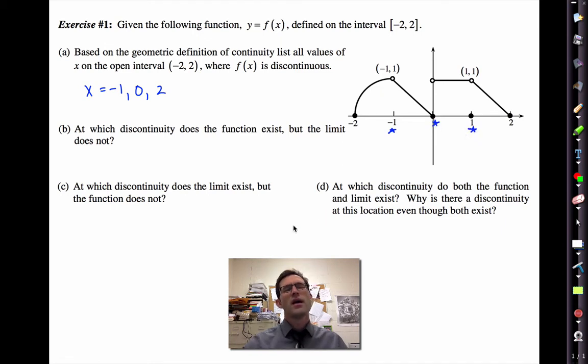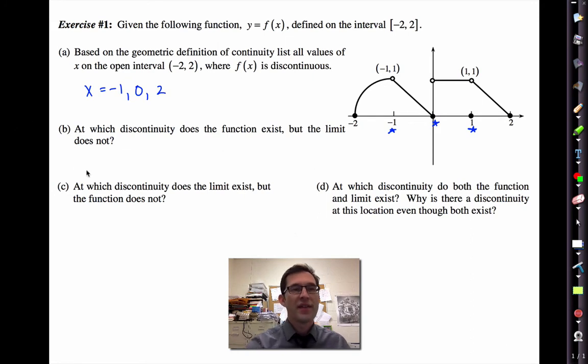Letters B, C, and D are all very, very important, because they're going to walk us through 3 distinctly different types of discontinuities. Letter B: at which discontinuity does the function exist, but the limit does not? Think about that for a minute. The function exists, but the limit does not exist.